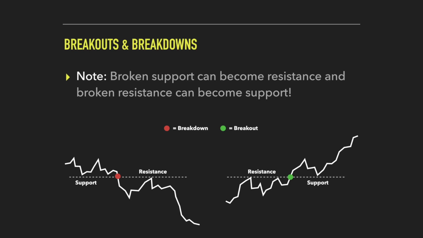So this is very important to keep in mind because a lot of people will see that a stock is breaking down below support or breaking out above resistance, and they simply remove those lines from their charts because they no longer think that they're very valuable. But even though the price has temporarily broken above or below them, they can of course still be very valuable price levels in the future.